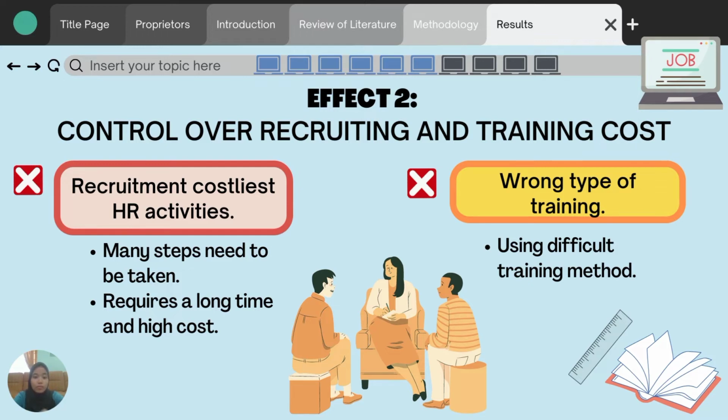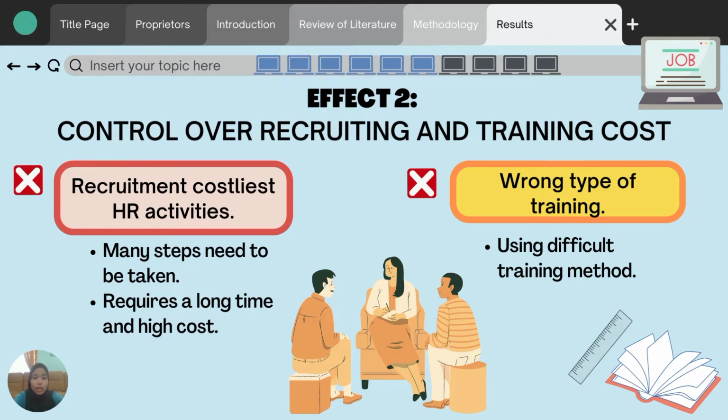First, I want to talk about the problems that we face for recruitment and training. Recruitment is one of the costliest HR activities. Many steps need to be taken and require a long time and a high cost. Recruitment is one of the most expensive HR activities for a business, where recruiting the right or wrong people for a role can have a huge impact on the entire company. There are many things to consider, such as hiring expense, bonus, office space and equipment, and the time it takes to hire new employees. That is why it is important to understand human resource planning.